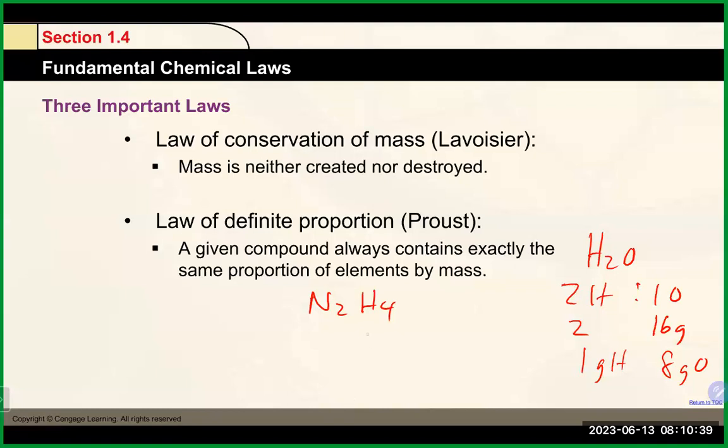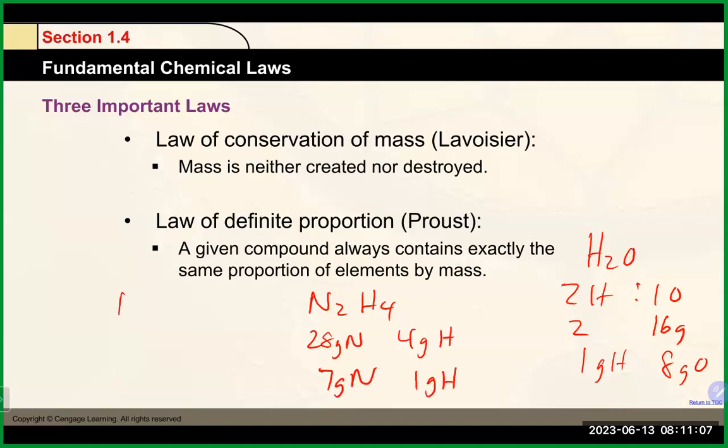N2H4, that's basically 28 grams of nitrogen for 4 grams of hydrogen. Again, nitrogen is about 14.01 grams per mole. So obviously, if you take 28 divided by 4, we get 7. And that's basically 7 grams of nitrogen for every 1 gram of hydrogen.